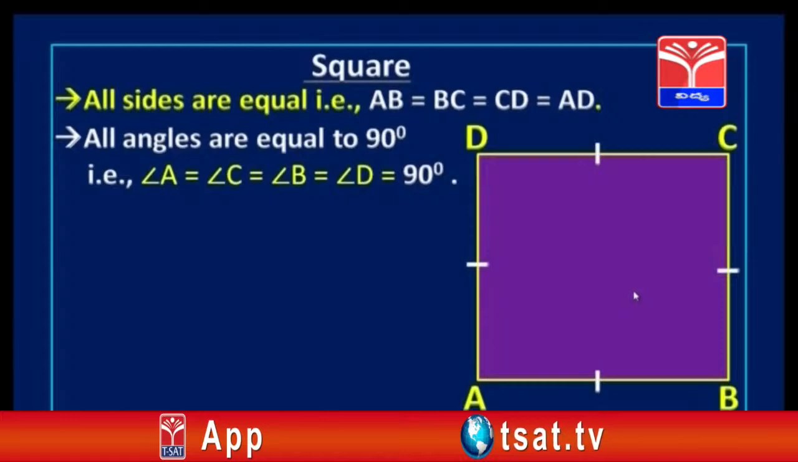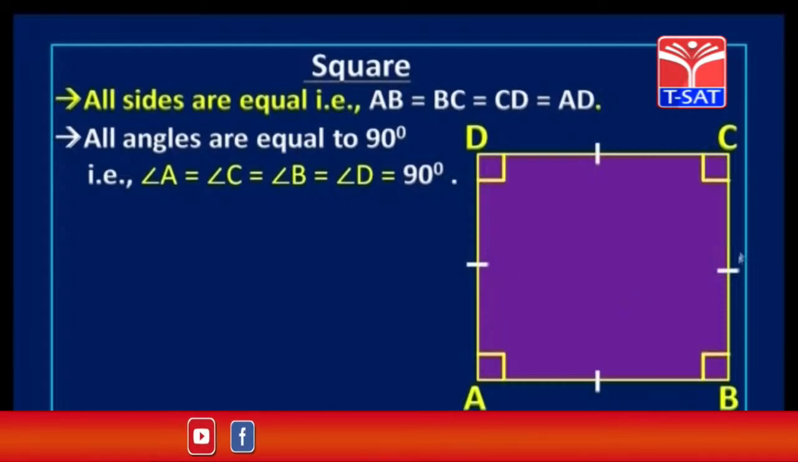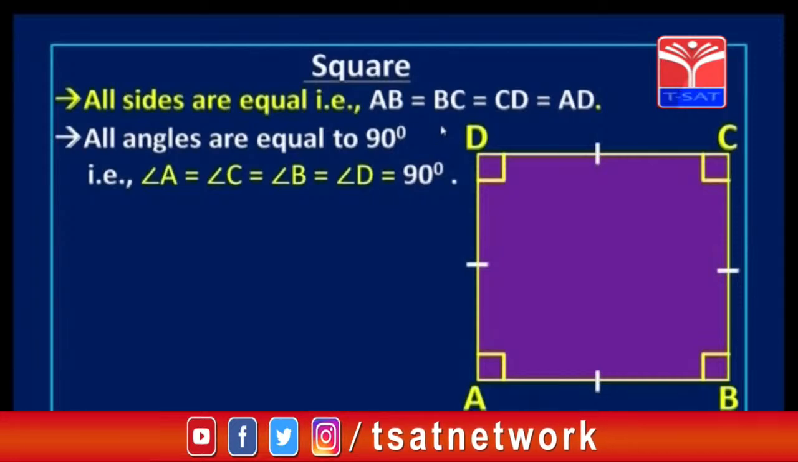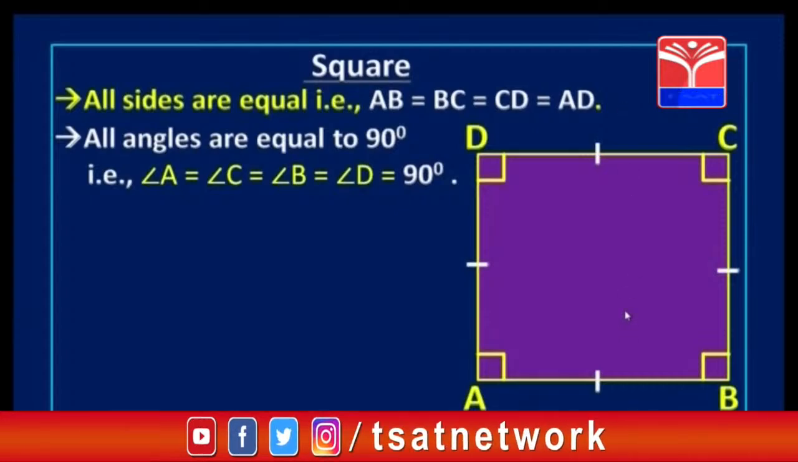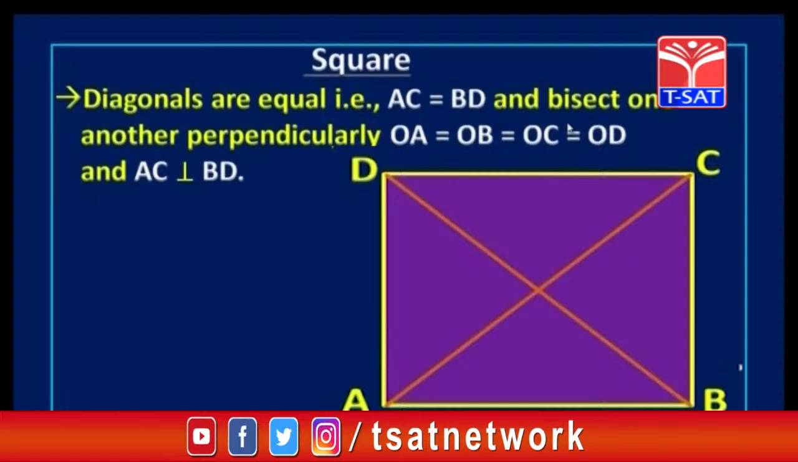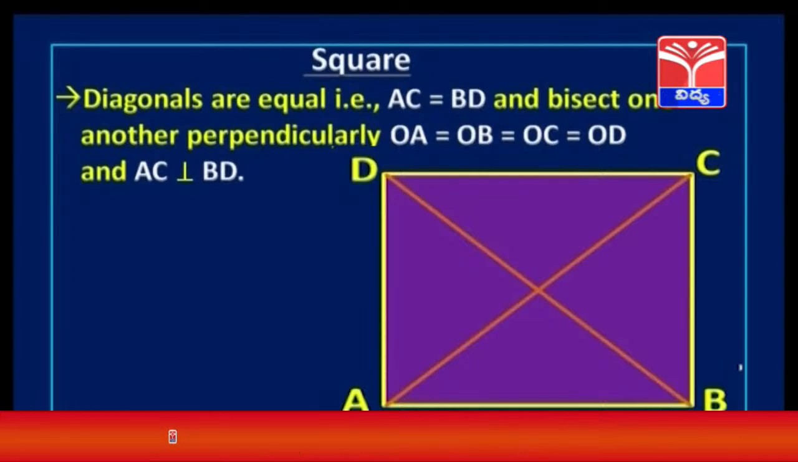Children, observe the square here. I am taking all sides are equal, means AB equal to BC equal to CD equal to AD. And I can say angle A equal to angle B equal to angle C equal to angle D, which is equal to 90 degrees. So, what you can understand from this children? Yes, in a square, all sides are equal and all angles are equal to 90 degrees. Diagonals are equal and bisect one another perpendicularly.